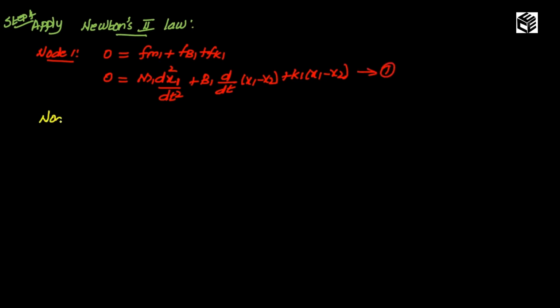And for node 2, I'm going to apply Newton's second law, that is F of t is equal to FM2 plus FB1 plus FB2 plus FK1 plus FK2.